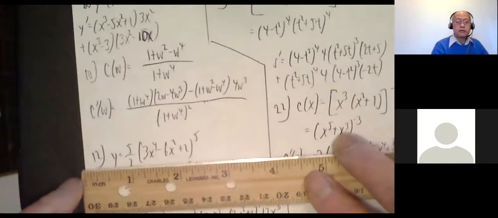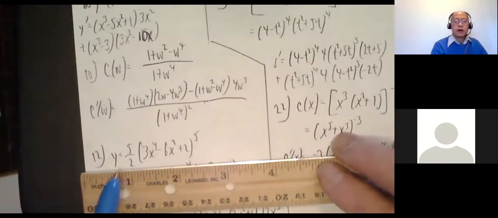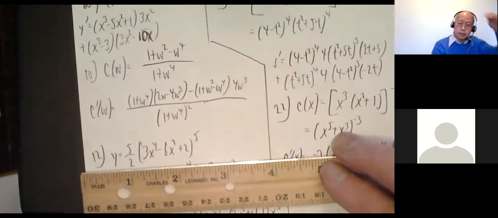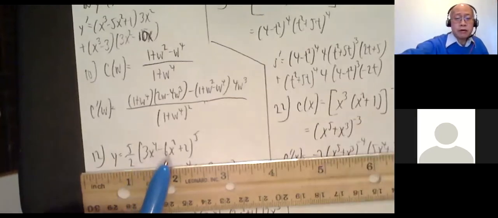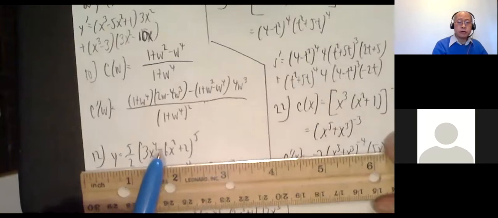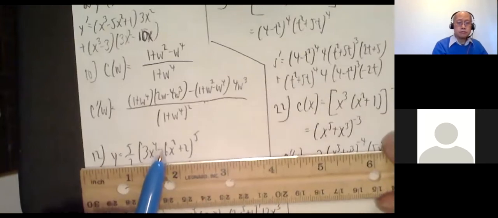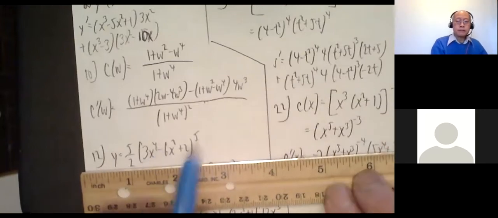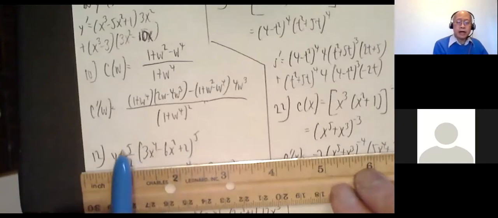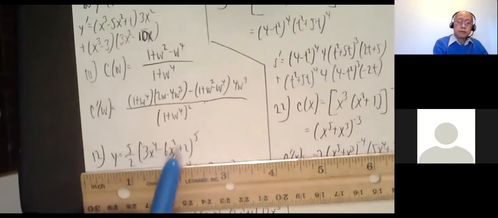Okay, 12. y equals 5 halves, 3x to the 4th minus 6x squared plus 2 to the 5th power. So that looks like a chain rule, right? So here we go. 5 times that. Pause for a moment. What would you get if you multiplied that times that?